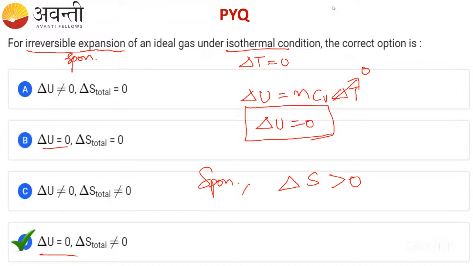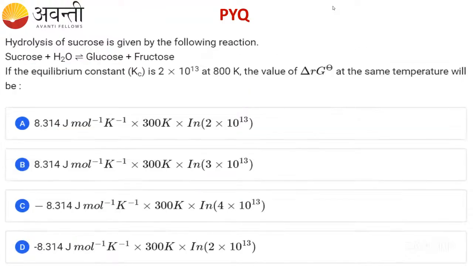Okay, here is the next question. Hydrolysis of sucrose is given in the following reaction. The equilibrium constant is 2 into 10 to the power 13 at 300 Kelvin, and we need the value of delta G naught. What is given in the options? It is not IN, it is LN, the logarithmic function. This question is very, very easy. You don't have to do any calculations, just substitute the values in the formula.